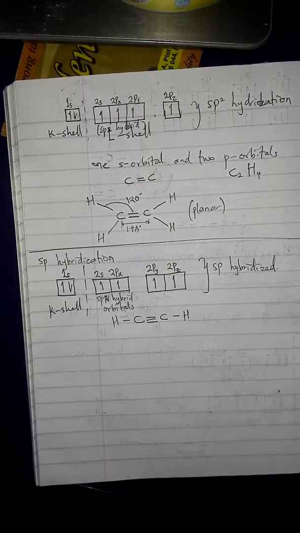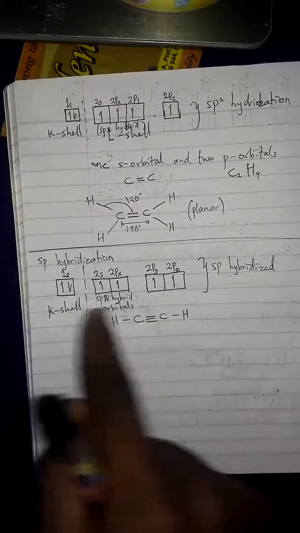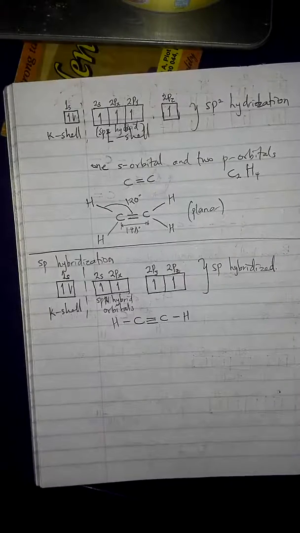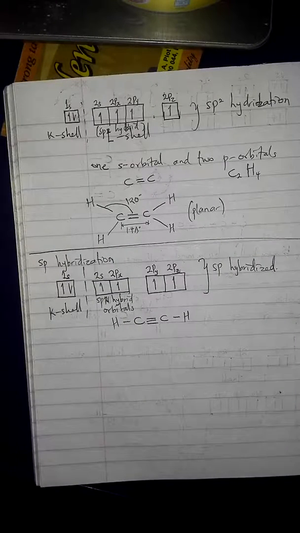This one is linear, this one is planar, and the other one is tetrahedral. This one is one dimensional, a straight line. This one is two dimensional, and the other one is three dimensional. So it's going to form a molecule which is linear in shape.